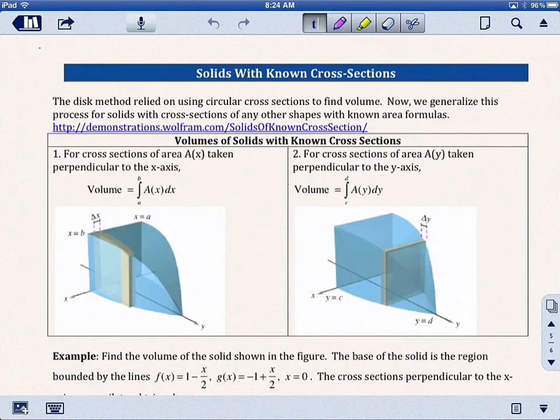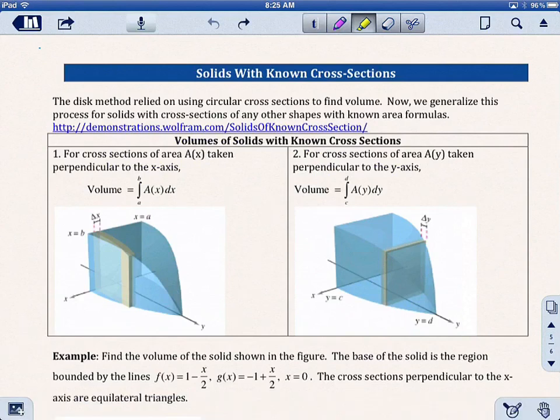Today we're going to be talking about solids with known cross-sections. The disk method relied on using circular cross-sections to find the volume. Now we generalize this process for solids with cross-sections of any other shape with known area formulas. Okay, so let's check out this demonstration on Wolfram Alpha.